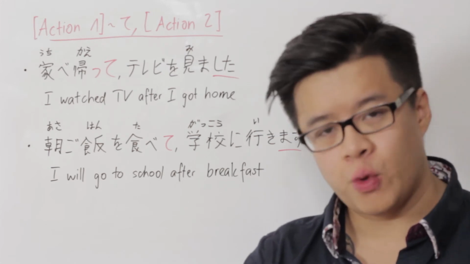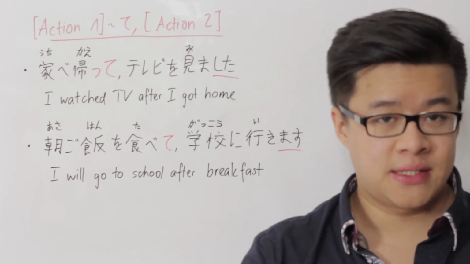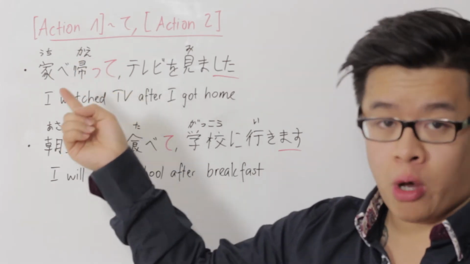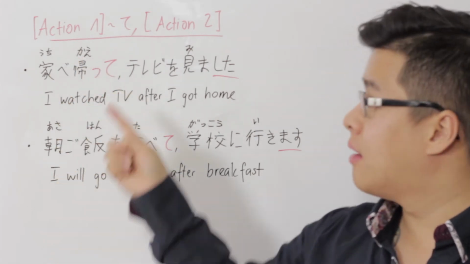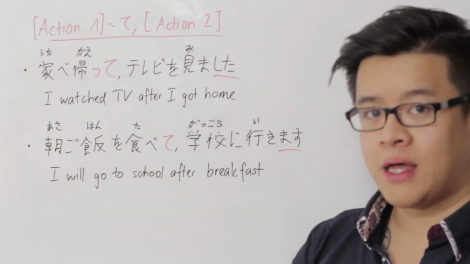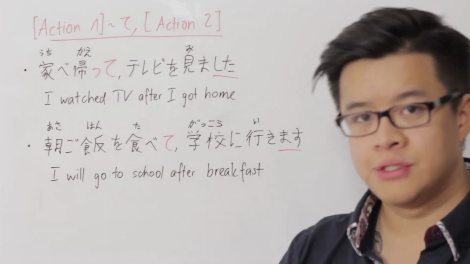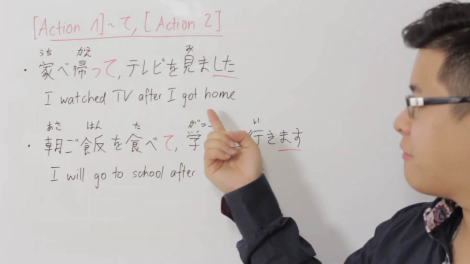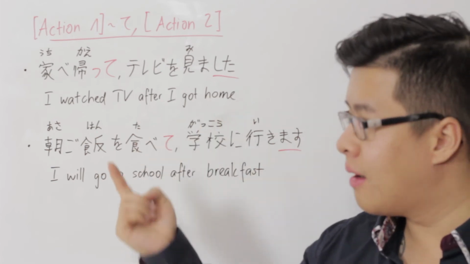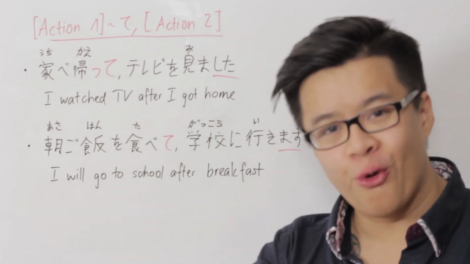Now let's look at a few different ways of how to use this te ending. You can connect two sentences, for example. So action one, and then the ending te, and then action two. For example, uchi e kaette terebi o mimashita. So basically you're saying, after I got home, then I watched TV. So there is a chronological order.